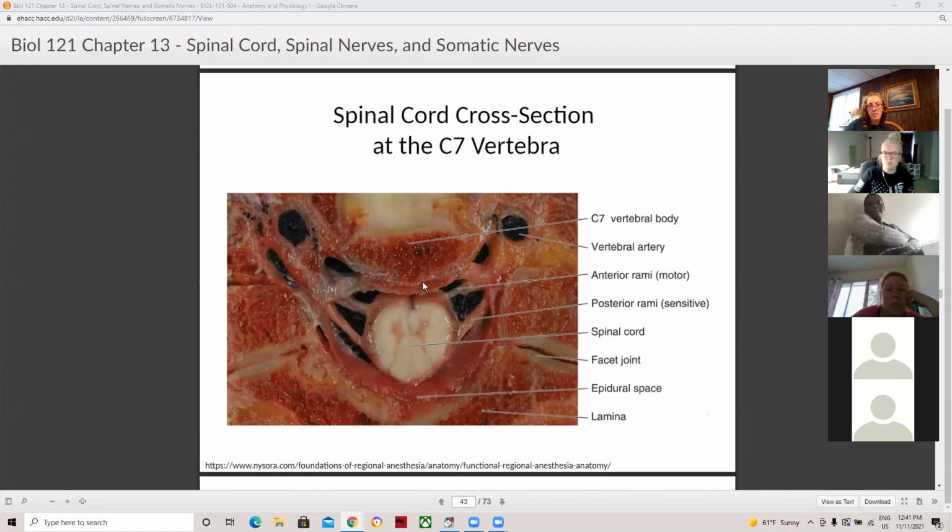Looking at this, you've got to orient yourself. Here's the vertebral body. So this is the anterior side. This is the posterior side. So here's the posterior rami. Here's the anterior rami. Here's the anterior horns. Here's the posterior horns. All this space in here is the subarachnoid space. So the arachnoid mater is about right here. The dura mater is right above it. And this little fatty area right in here is the epidural space.